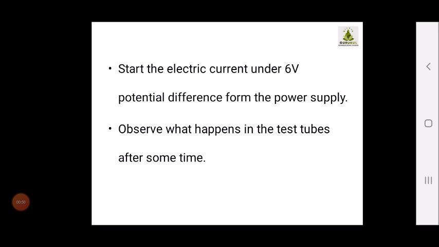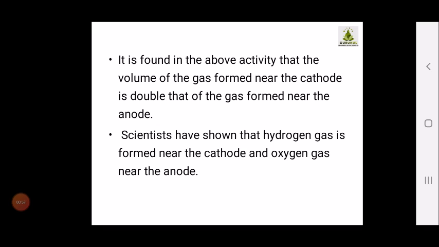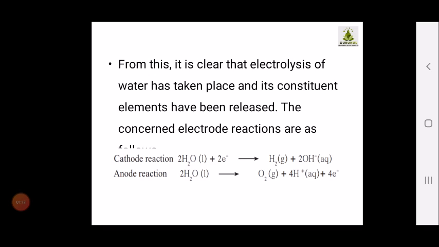Start the electric current under 6 volt potential difference from the power supply. Observe what happens in the test tubes after some time. It is found in the above activity that the volume of gas formed near the cathode is double that of the gas formed near the anode. Scientists have shown that hydrogen gas is formed near the cathode and oxygen near the anode. From this, it is clear that electrolysis of water has taken place and its constituent elements have been released.